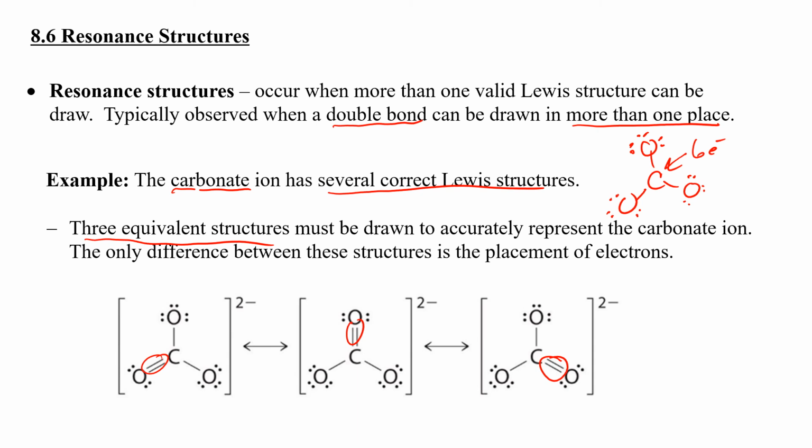We put double-headed arrows for resonance. Don't confuse this with equilibrium arrows. That's for equilibrium. The double-headed arrow is for resonance.